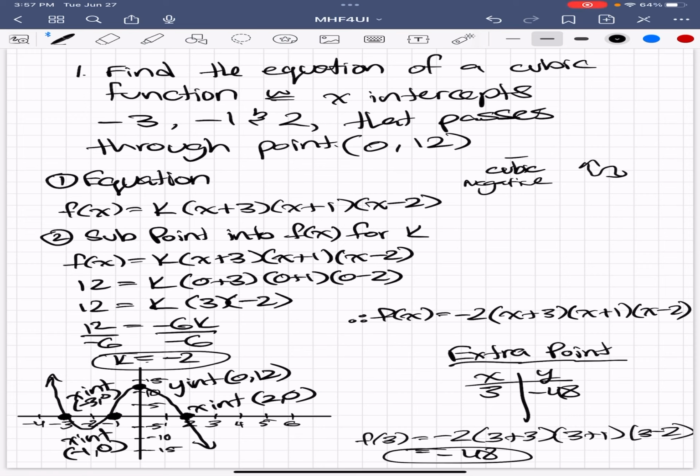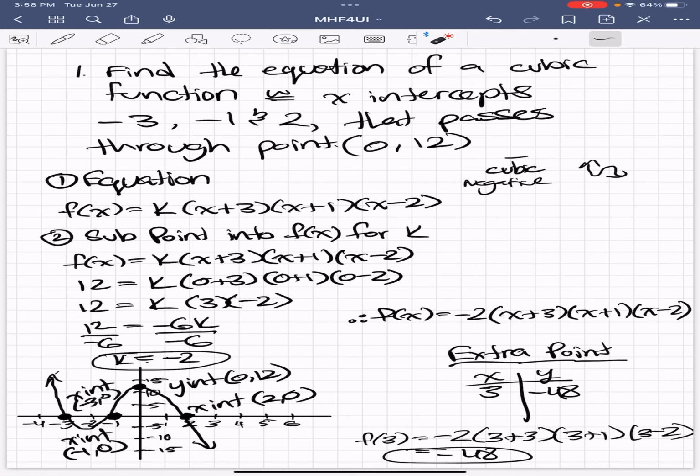So we have our x-intercepts labeled, we have our y-intercepts labeled, and we also see it's a cubic function, but it's also negative, so it's going to be going up and down because it is negative. If it was not negative, it would be going like this. But because we have our -2 here for k, it is now changed shape.